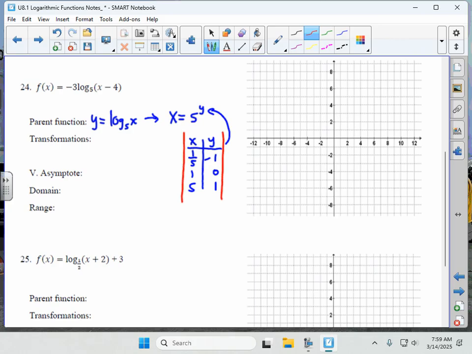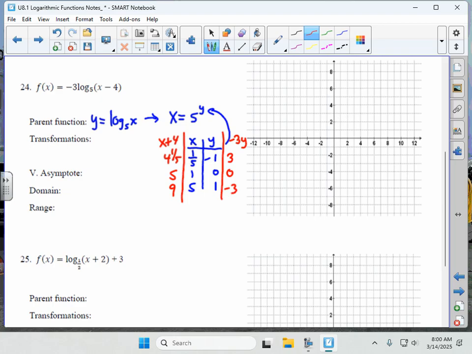Inside the parentheses, x minus 4 affects x. It's going to do the opposite, so add 4. Outside affects the y's, so negative 3 is being multiplied on the outside, so we're going to multiply each y value by negative 3. All right, so 1/5 plus 4 is 4 1/5. Again, you can use decimals. 1 plus 4 is 5. 5 plus 4 is 9. On the y's, negative 3 times negative 1 is 3. Negative 3 times 0 is 0. Negative 3 times 1 is negative 3.